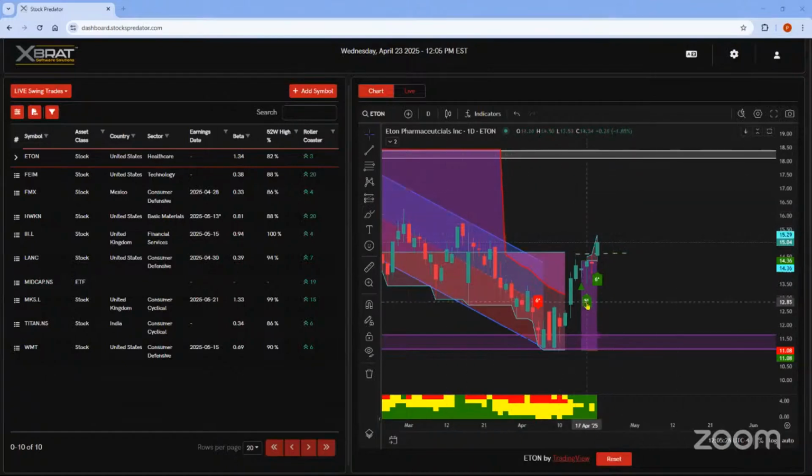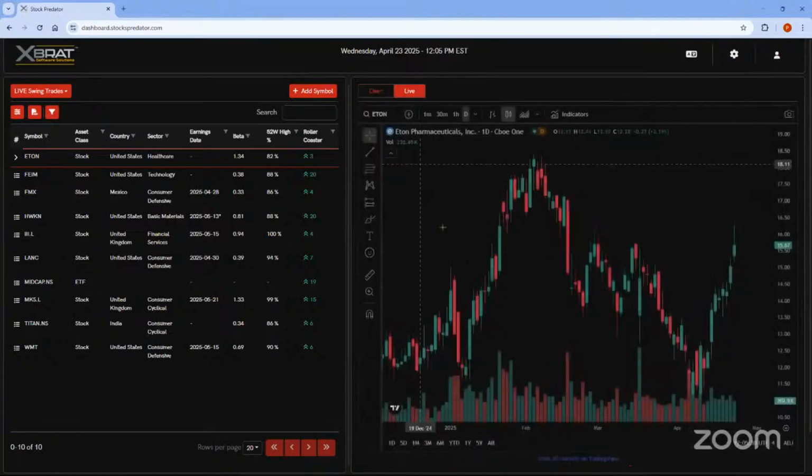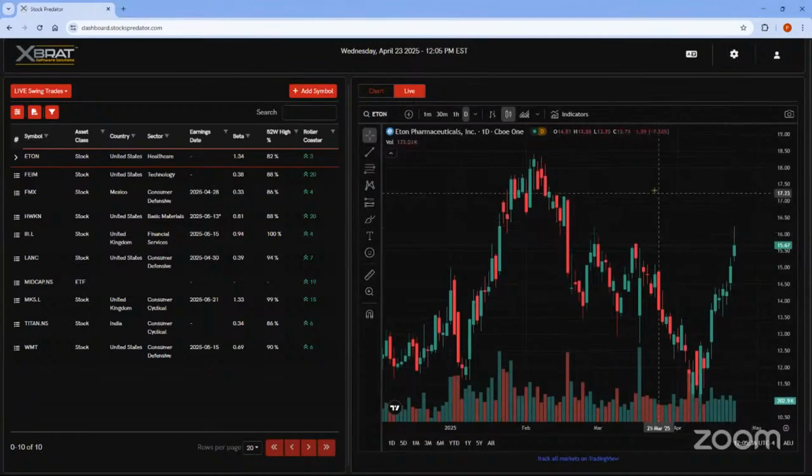Where is that today? So it closed yesterday at 1504. If we just go to the live chart now, we're at 1567. It's actually made a high of 1627 today. So this has gone even further. Okay, this is the live chart.